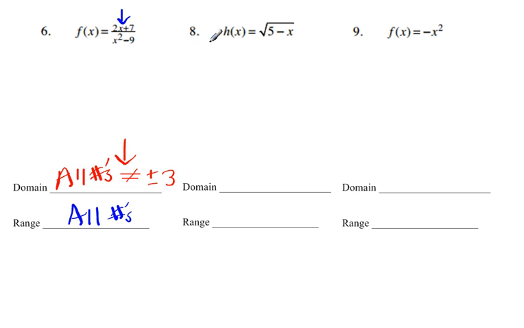All right, and 8. What can I input here? Well, I don't want negatives to be under the square root. So I don't want 5 minus x to be less than 0. Or it can be equal to 0. I just don't want it to be less than 0. So if I move this stuff around, if I put the x on the other side and the 0 on this side, if I go plus x, I have x is greater than 5, or 5 is less than x if I read it the correct way.